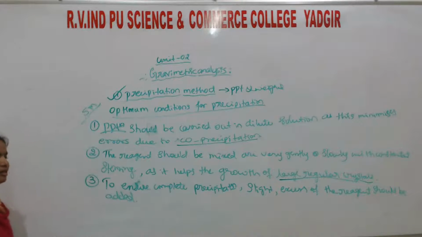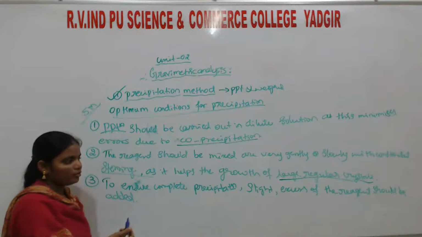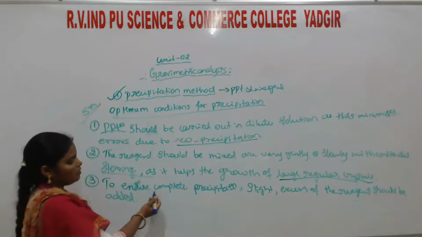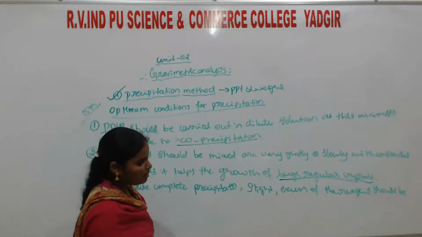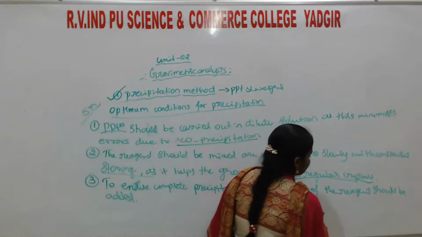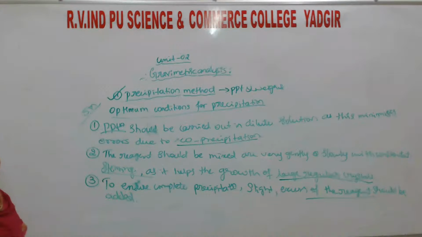Here, when extra precipitate is forming, irregular growth of crystals is formed. You complete the precipitation. After completion of the precipitation, you have some excess of the precipitating reagent. The subsequent operation should be carried out when the precipitate is formed. Next, you repeat the same procedure. This is the third point.